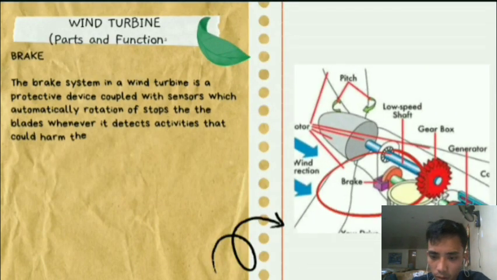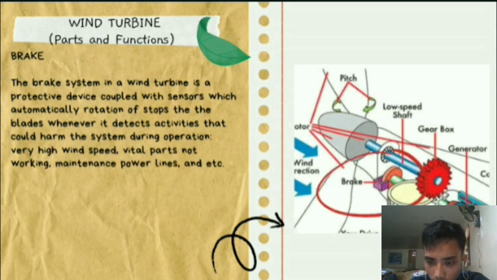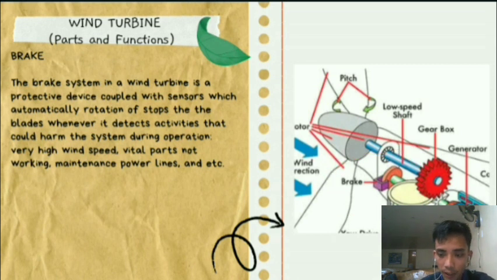Next po natin, brake. Sabi po dito, the brake system in a wind turbine is a protective device coupled with sensors which automatically stops the rotation of the blades whenever it detects activities that could harm the system during operation. Very high wind speeds, vital parts not working, maintenance, power lines, and etc. So, from the word brake, ito po yung nagpapahinto o siya yung nagsisilbing protection ng isang wind turbine para po makita kung anong problema sa isang wind turbine na tinatawag.